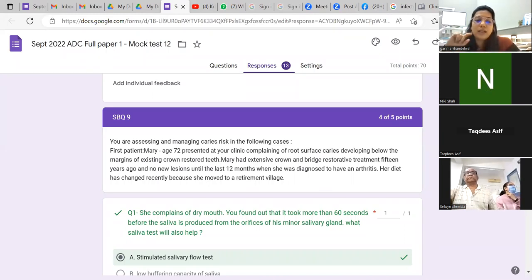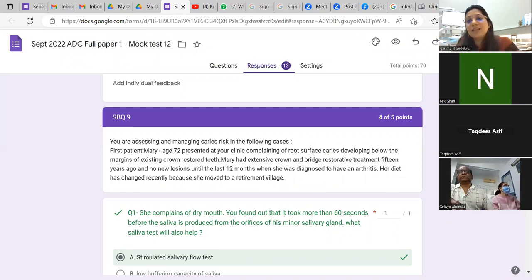So her diet has changed recently because she moved to a retirement village. Now she complains of dry mouth. You found that it took more than 60 seconds before the saliva is produced from the orifice of the minor salivary gland. What salivary test will help you? What is this sentence equal to? It equals the unstimulated salivary flow test, which is already done.